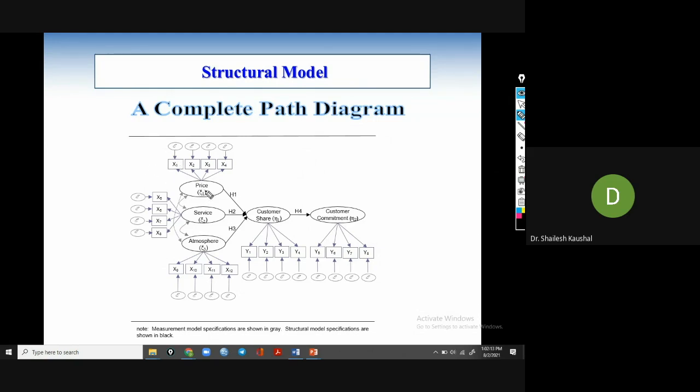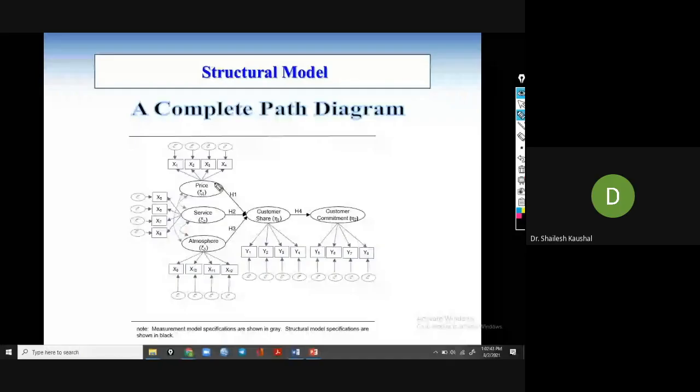So price is one construct and it has four questions: x1, x2, x3, x4. Service is another construct. It has again four questions: x5, x6, x7. These are the latent factors we identified through these questions. Price, we identified, is basically an oval shape. We observe it by using these questions. These are the symptoms.